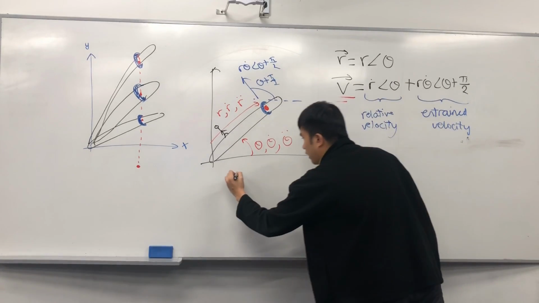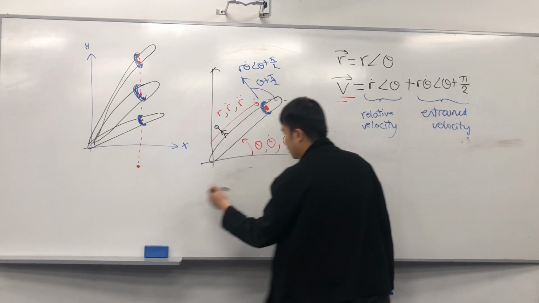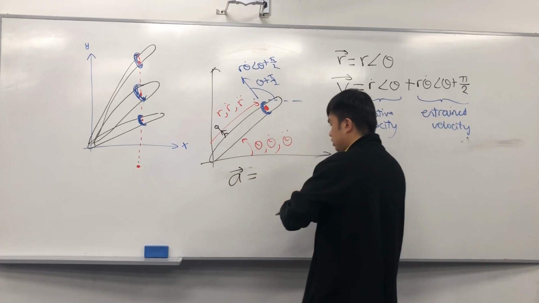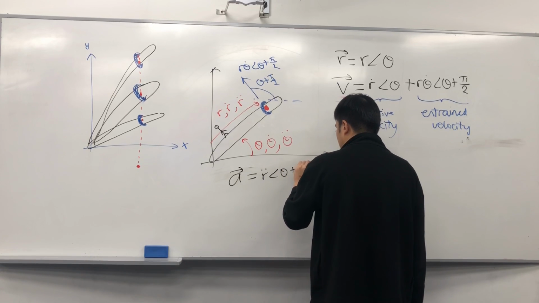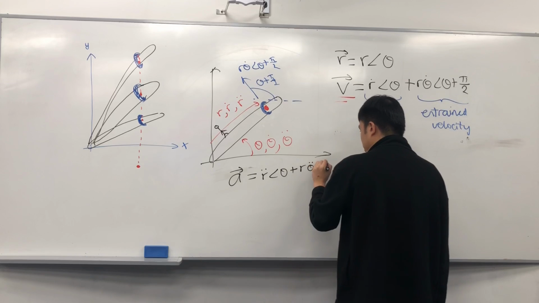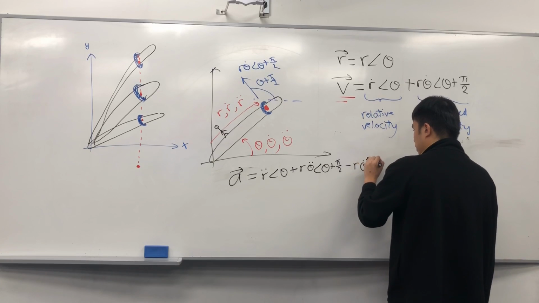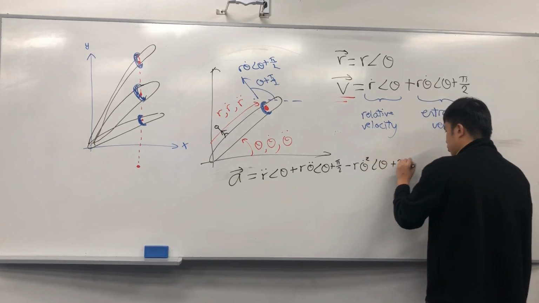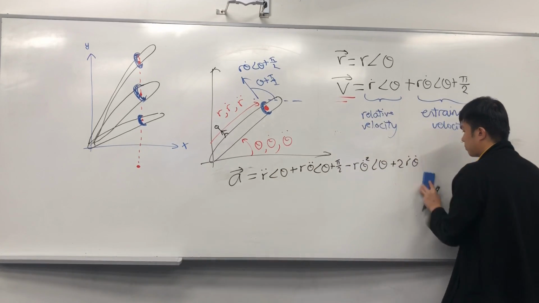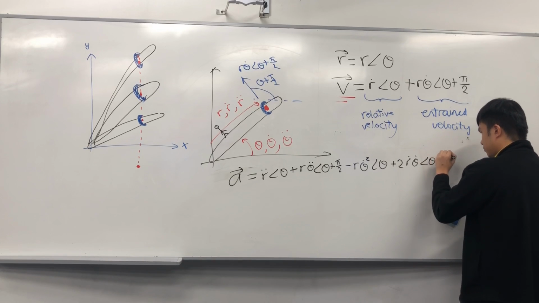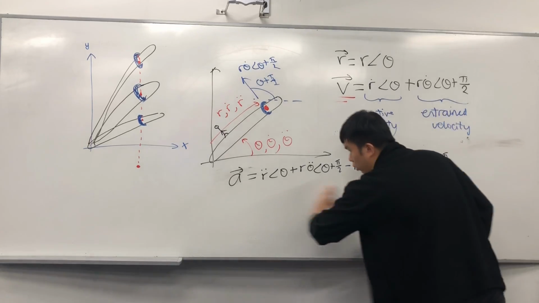So, acceleration. Acceleration is equal to r double dot, direction theta, plus r theta double dot, direction theta plus 90 degrees, minus r theta dot squared, direction theta, plus 2r dot theta dot, direction theta plus 90 degrees. Okay? So, what does this whole long equation mean?